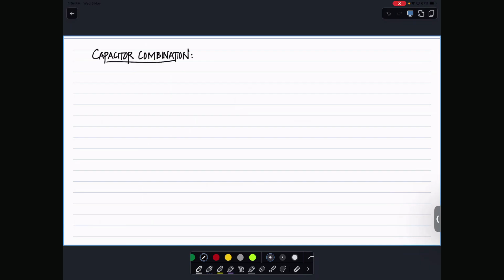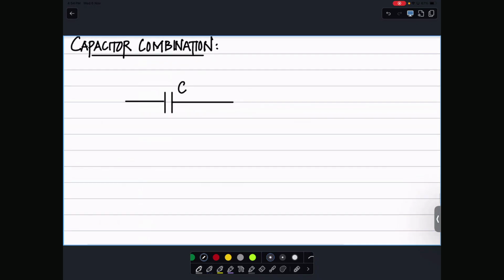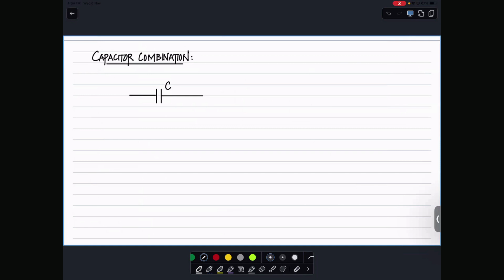It's kind of self-explained. What happens when you place capacitors in combinations, in series, in parallel, right? Does that make any difference, or are there ways to combine them? So let's say you have a capacitor here. Capacitance is C, and what we're going to do right now is we will combine this capacitor in different ways. Series, parallel.